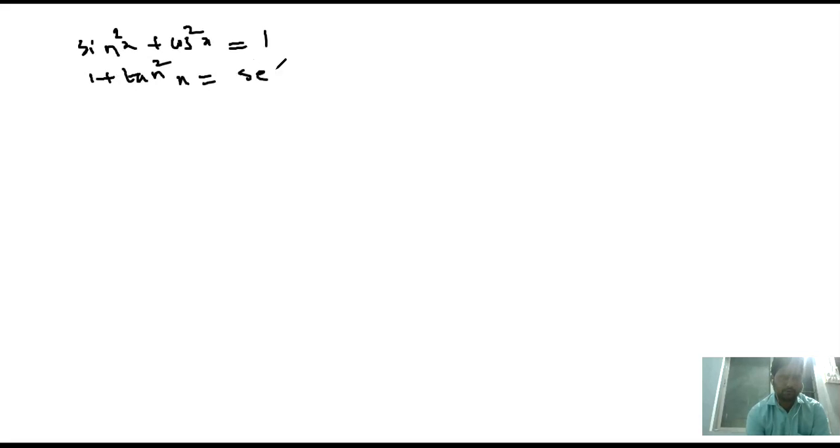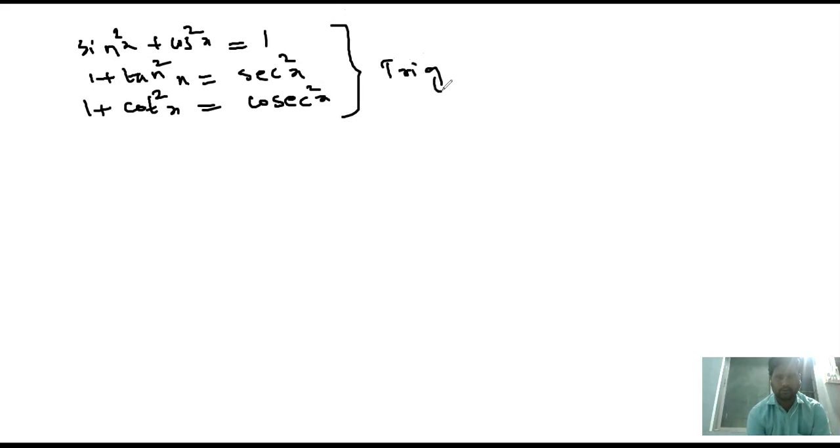Now after the quadrants, we should know the trigonometric identities. In the previous class I proved these: sin square x plus cos square x is equal to 1; 1 plus tan square x is equal to sec square x; and 1 plus cot square x is equal to cosec square x. These three are called trigonometric identities.